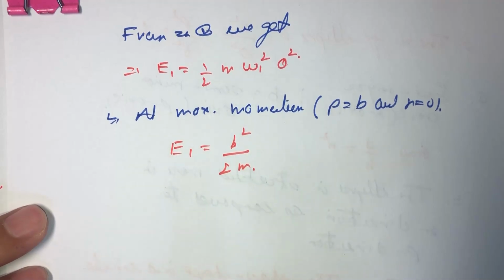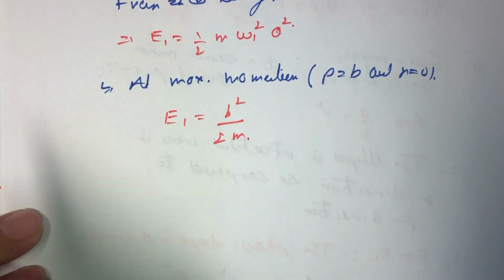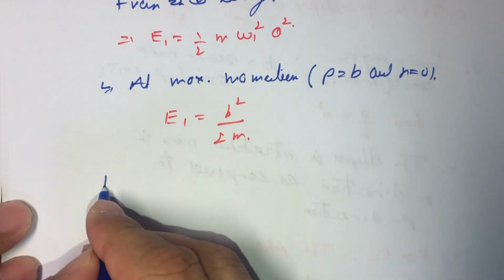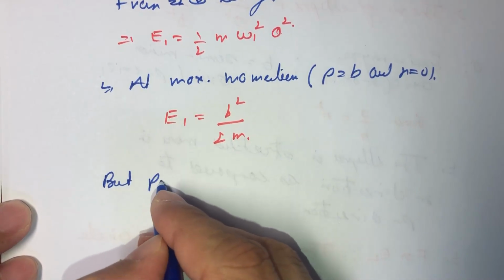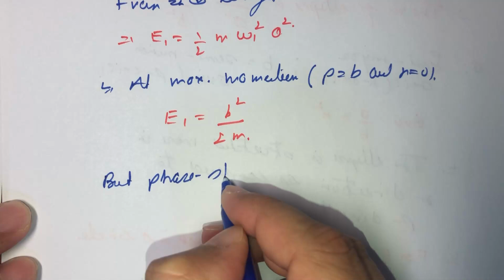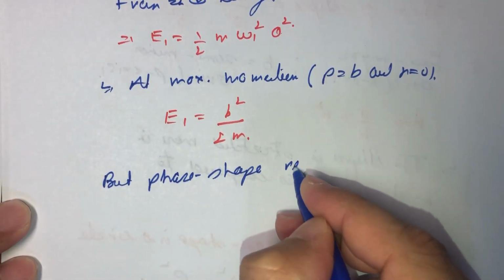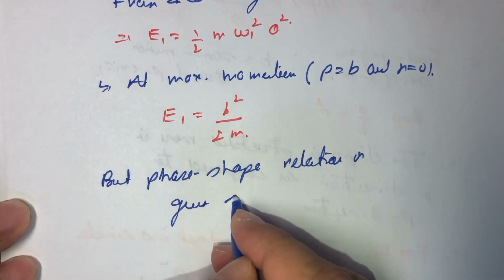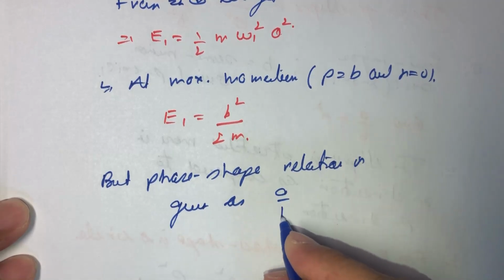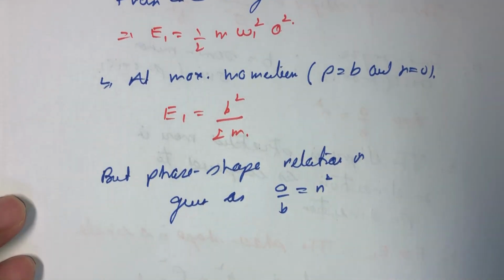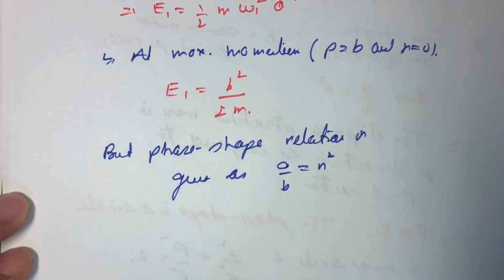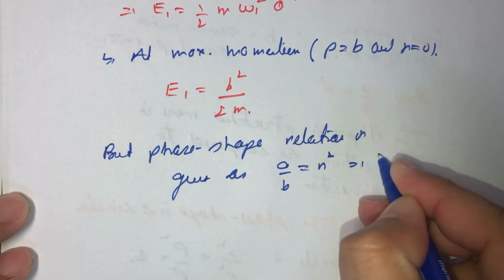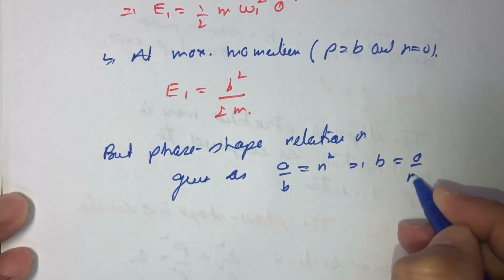But the phase shape relationship is given as a by b is equal to n square. That is given in the question. So the phase shape relation is given as a by b is equal to n square, for the ellipse. So from here we can write that b is equal to a upon n square.